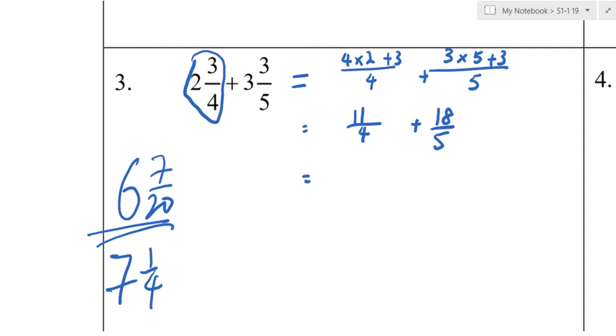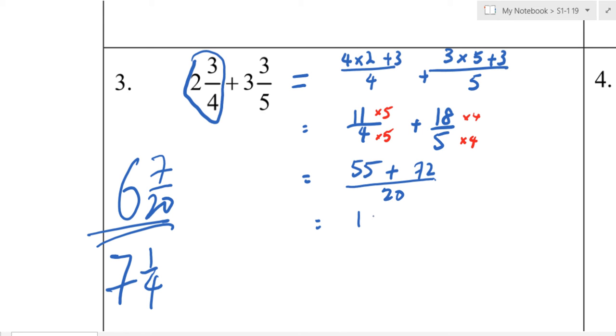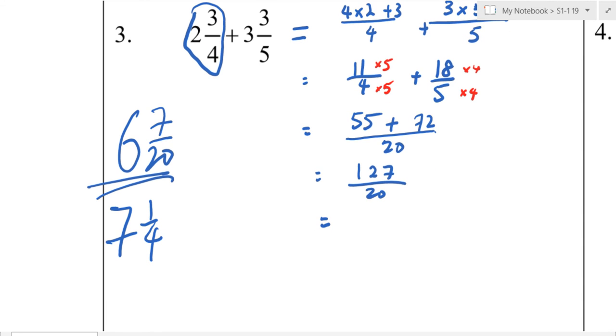What is that same denominator? 20. So this one must times what? First one must times 5. Second one times 4. So press your calculator. 55 plus, what is 18 times 4? 72. Divide by 20. So this is 127 over 20. Kindly, how do I change this improper fraction?